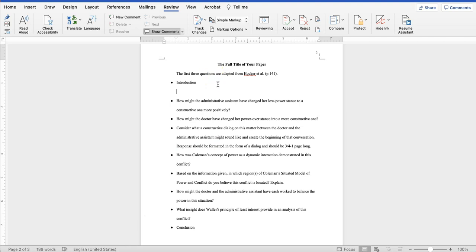Now, you could just do question 1, question 2, etc., but a good heading helps you focus your writing by reminding you, oh, that's what you should be focusing on here.